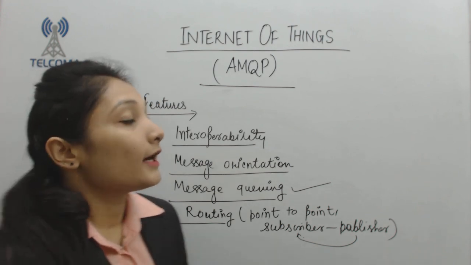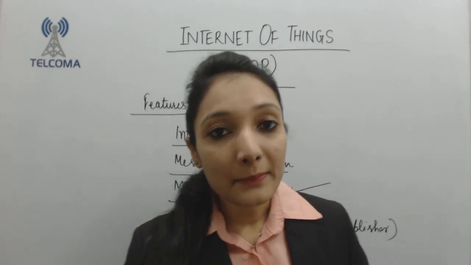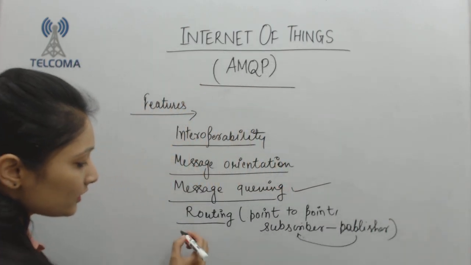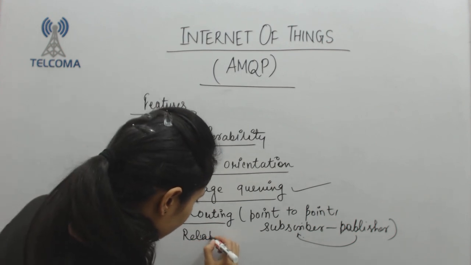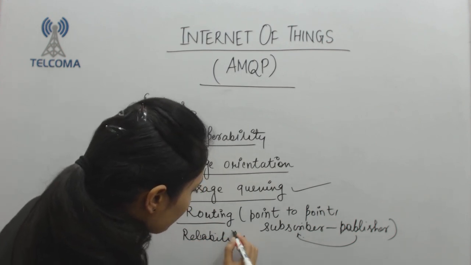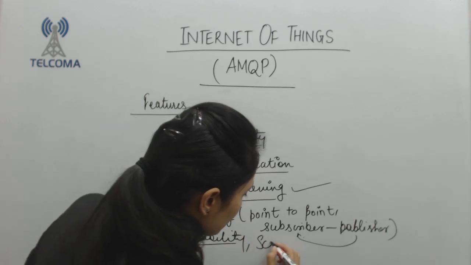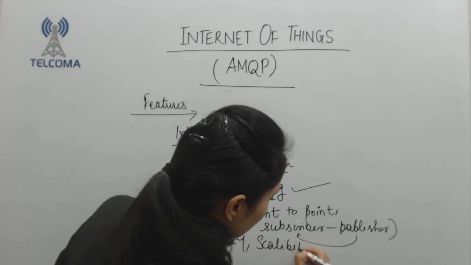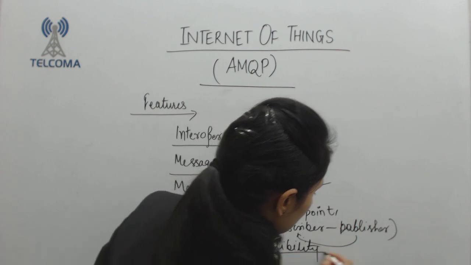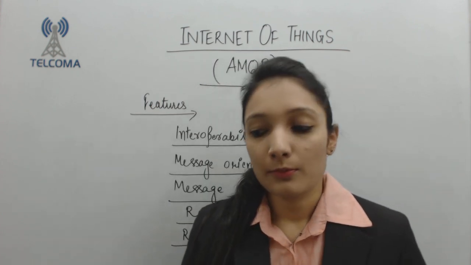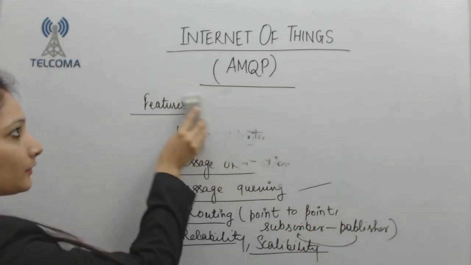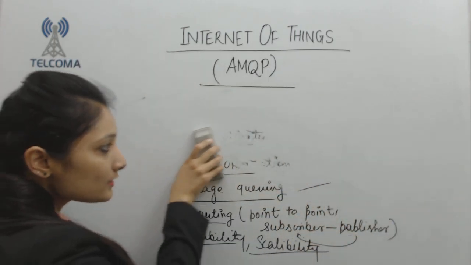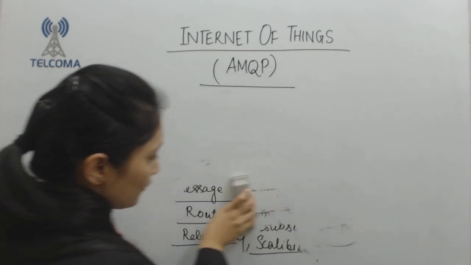So we have interoperability, message orientation, message queuing, and routing. The other important features include reliability and scalability of this protocol. So these are certain features of the AMQP protocol, the Advanced Messaging Queuing Protocol.